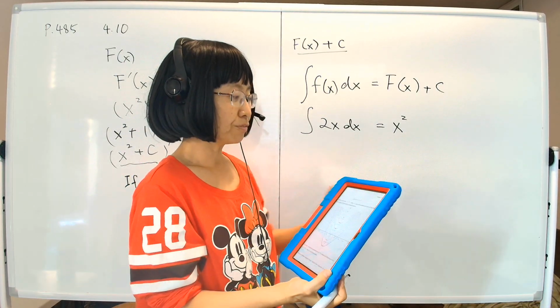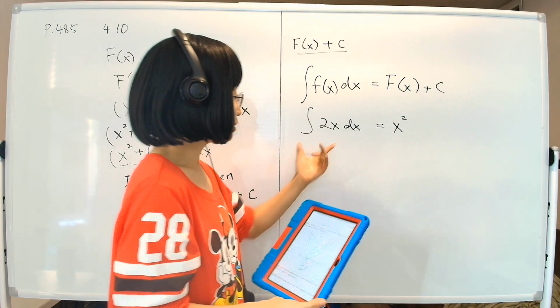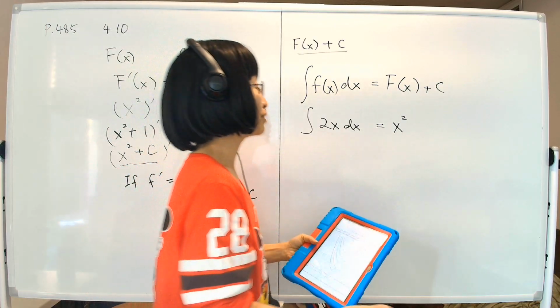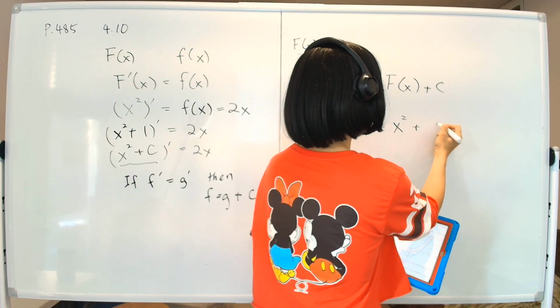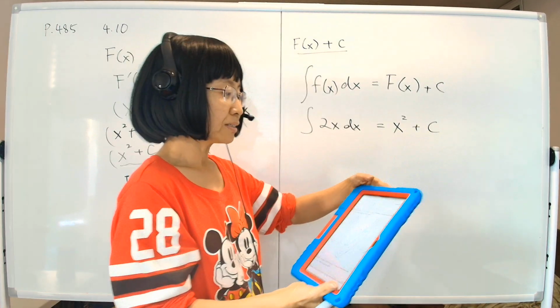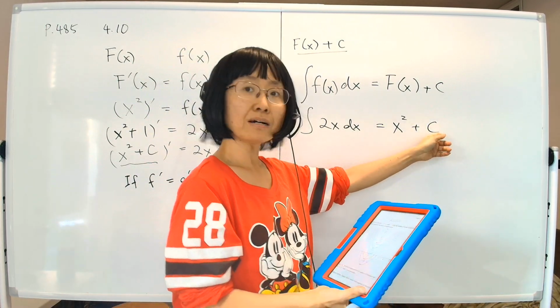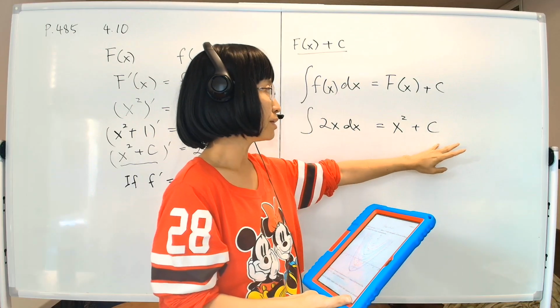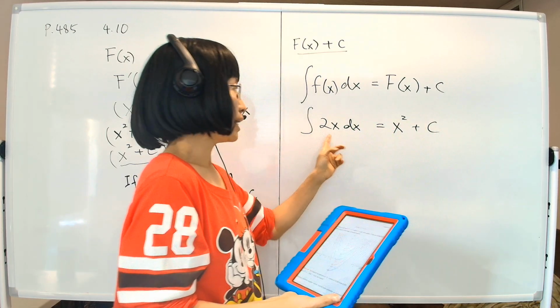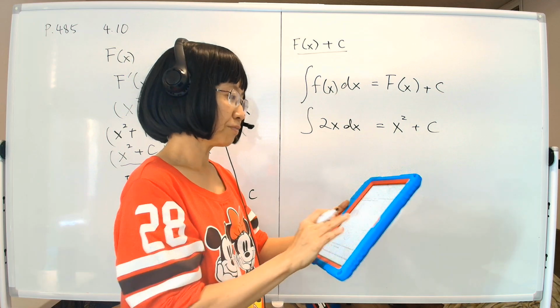But we must not forget the constant. When you take the indefinite integral, the reason it's indefinite is because we always have to tag on the constant. Why? Because the constant here means any number. You can plug any number in here, and then take the derivative of x squared plus the number. The answer is 2x. That's why it's called a family.